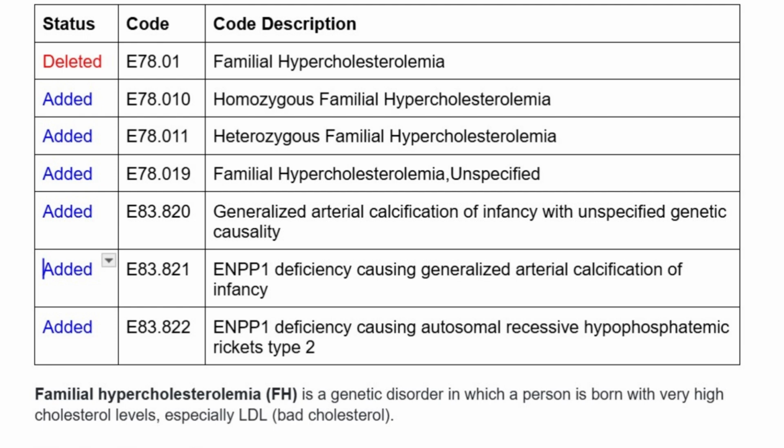E78.019. Familial hypercholesterolemia is a genetic disorder, meaning a person is born with it. It causes very high cholesterol levels, especially LDL, also known as bad cholesterol. Why does it happen? FH occurs because of a gene mutation. This mutation prevents the body from properly clearing LDL cholesterol from the blood. As a result, LDL levels stay high from childhood, increasing the risk of early heart disease.